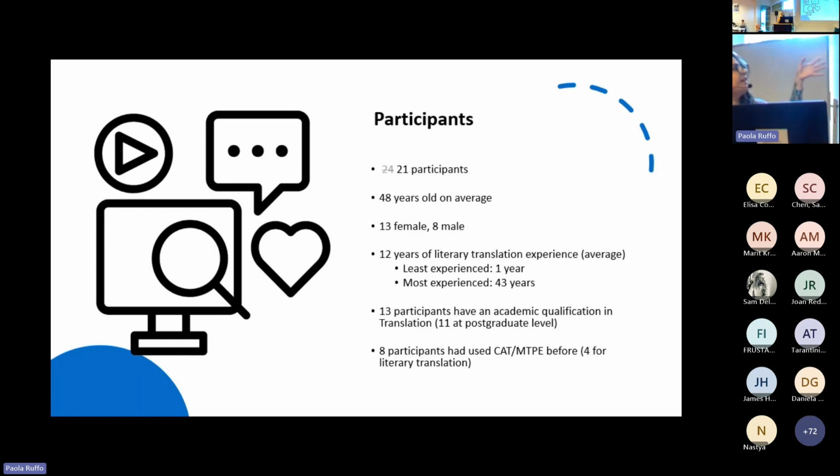On average, they were 48 years old. We had 13 female participants and 8 male participants. And on average, they had 12 years of literary translation experience. The least experienced had only 1 year of experience, the most experienced had 43 years in the business. Then 13 participants out of 21 had an academic qualification in translation, and 11 at postgraduate level. And finally, 8 participants indicated that they had used computer-aided translation or post-editing before.